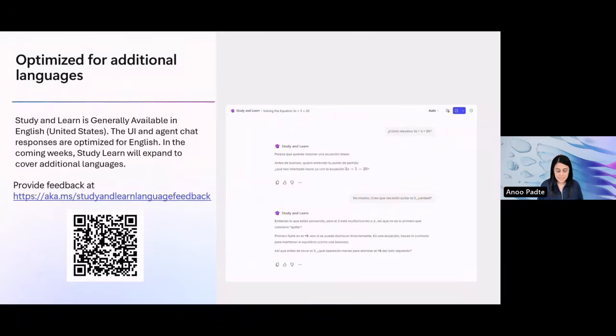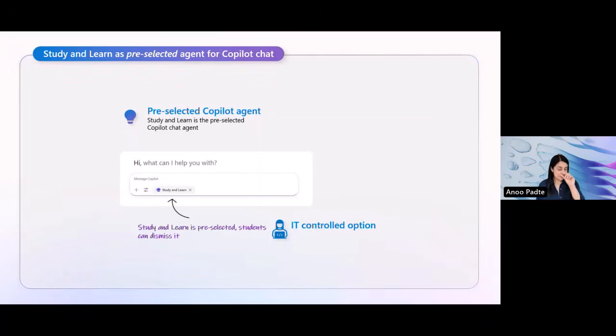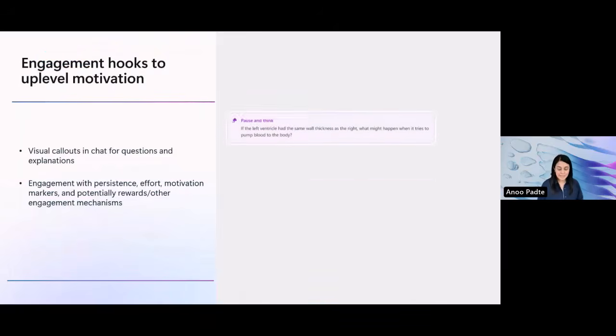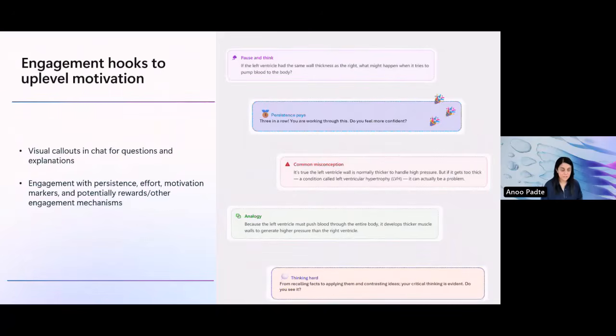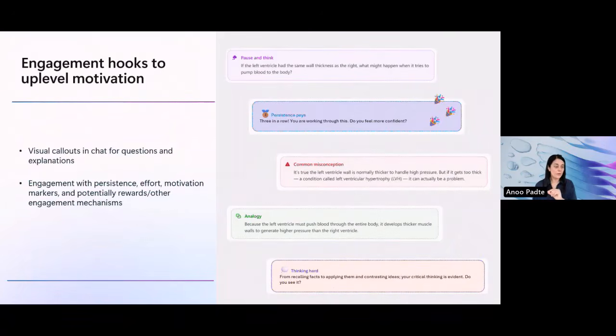All right. Somebody asked earlier, can I just have my students use Study and Learn and not have to use Copilot Chat? We're working on a feature where the agent is pre-selected for students, so whenever you go to Copilot Chat, Study and Learn is picked for your students. So we're working on that piece as well. And then you saw these engagement hooks in the conversation along with those images. We're working on those pieces as well.